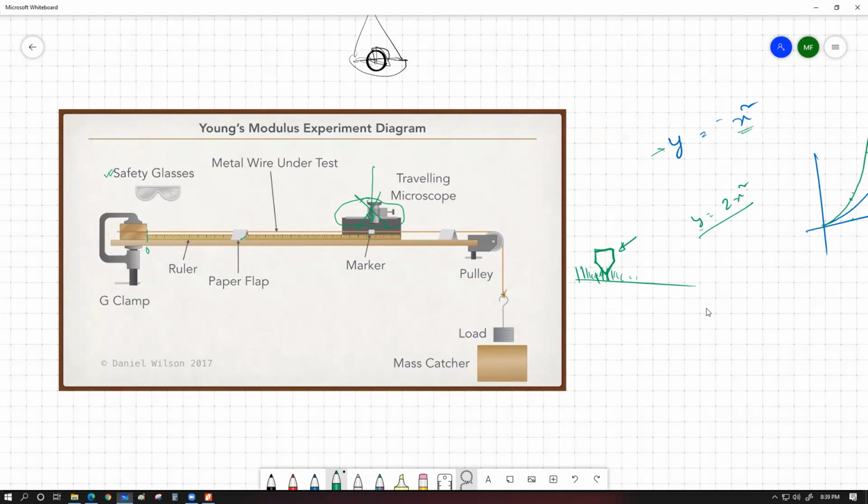This picture is credited to Daniel Wilson. We thank him for this picture. It's a very good picture with all the necessary equipment over here. So paper flaps are an additional precautionary setup for the experiment, but it's not essential for the outcome of the experiment. So that was the primary situation.